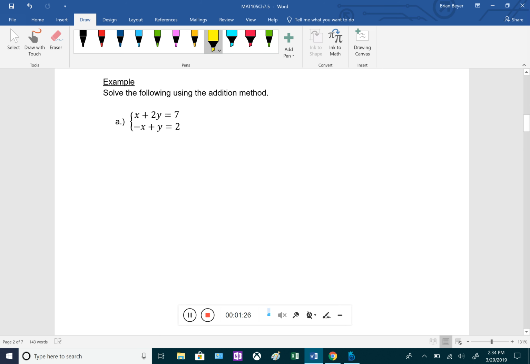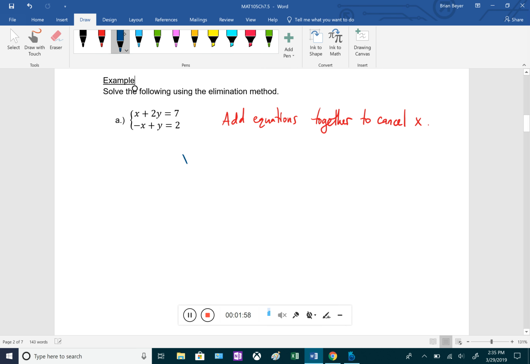So let's solve using the addition method. Once again, it's either called the addition method or the elimination method. I'll rewrite it though. Okay, so we have x plus 2y equals 7 and negative x plus y equals 2. Our goal is to add these together so one of the variables cancels. If we recognize right now, if we add these equations together, the x variable will cancel.